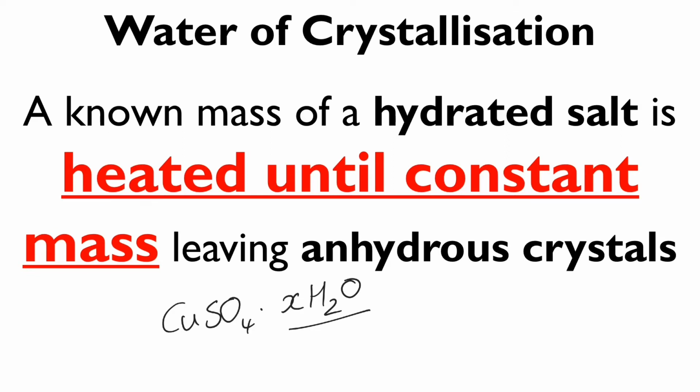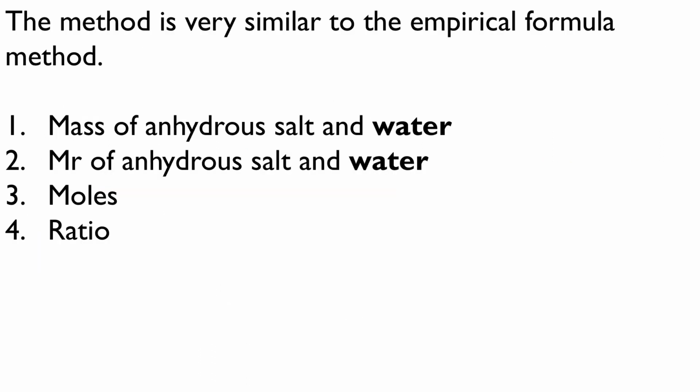So it's this expression, heat until constant mass. It's a really common exam question, and if you're asked to give the method, it's really important that you say heat till constant mass. Okay, so the method is, and the reason I've lumped this in with the empirical formula is because this is essentially an empirical formula calculation.